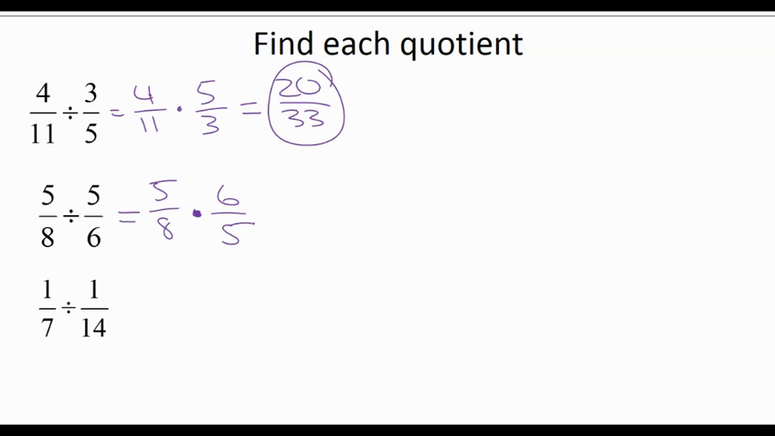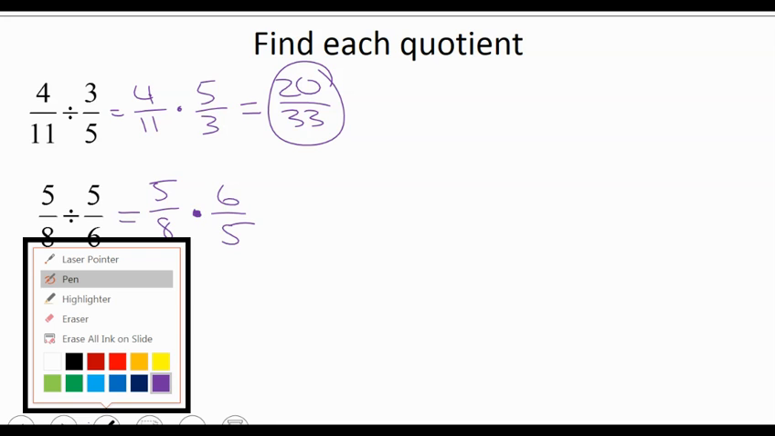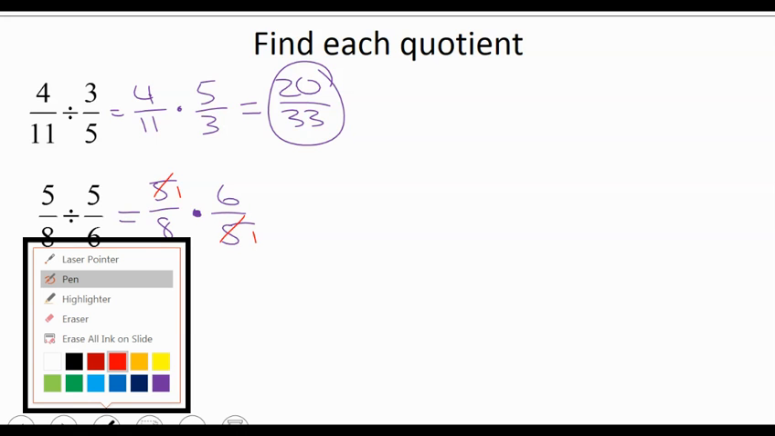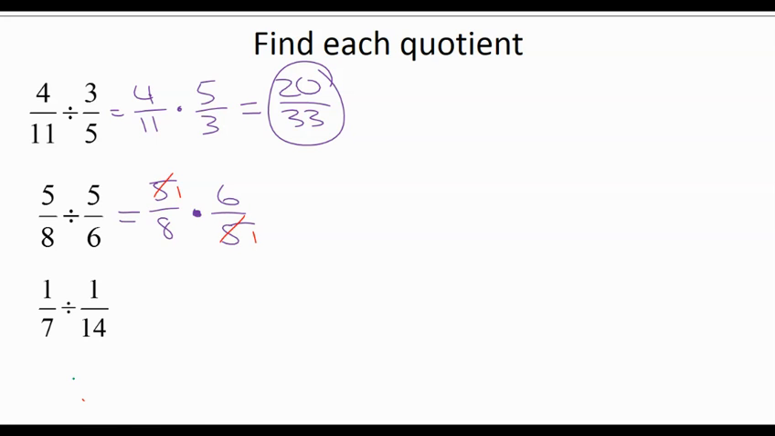What I mean by that is, I'm going to look at my 5s. 5 over 5, I can divide both of those by 5. 5 divided by 5 is 1. 5 divided by 5 is 1. Then 6 and 8, I can divide both of those by 2. 6 divided by 2 is 3. 8 divided by 2 is 4. And now if you look at this, all of a sudden it's 1 times 3, which is 3. 4 times 1 is 4. And you got 3/4.